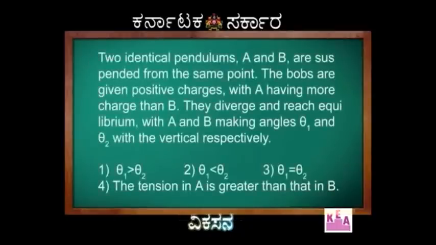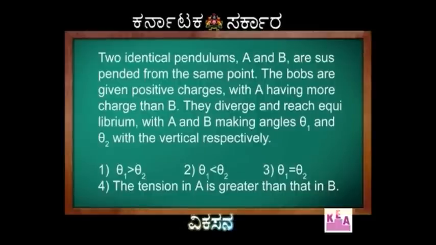Now, I will move on to the next question. Two identical pendulums, A and B, are suspended from the same point. The bobs are given the positive charges, with A having more charge than B. They diverge and reach equilibrium with A and B making the angles theta 1 and theta 2 with the vertical respectively. Then the options are 1.